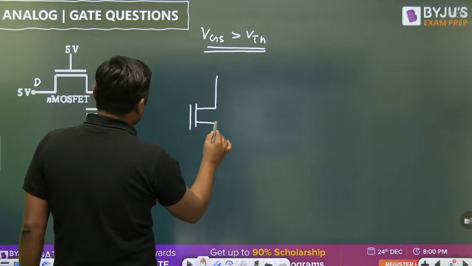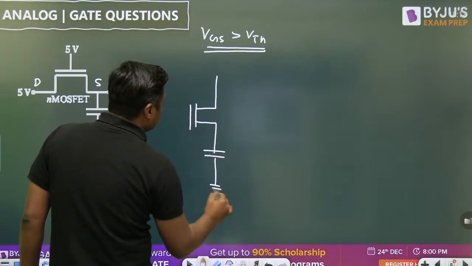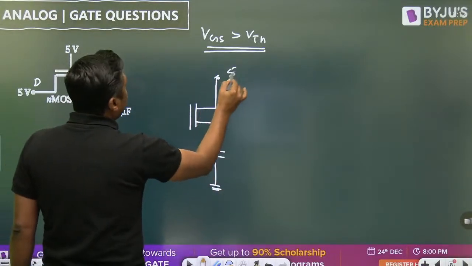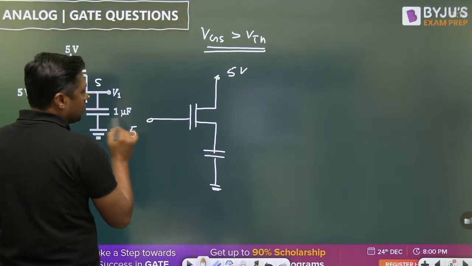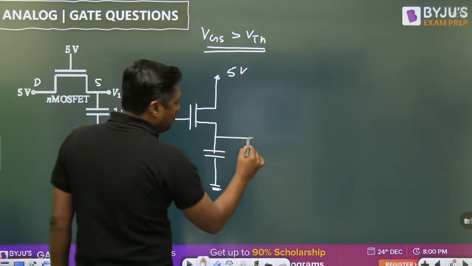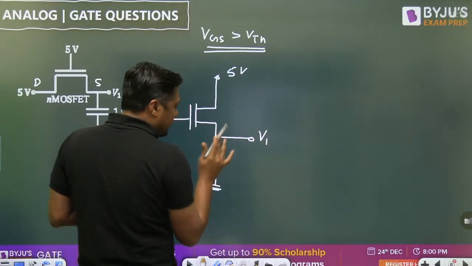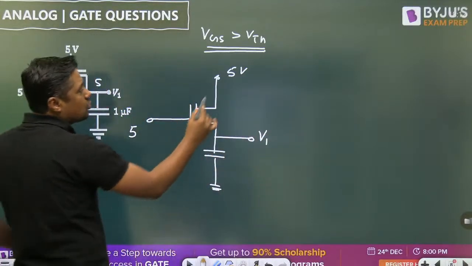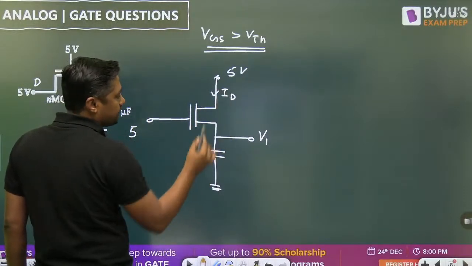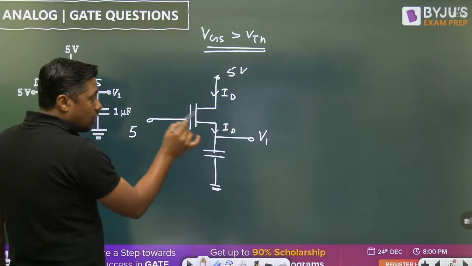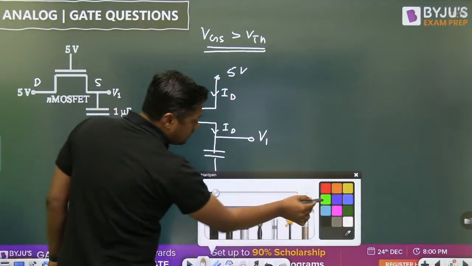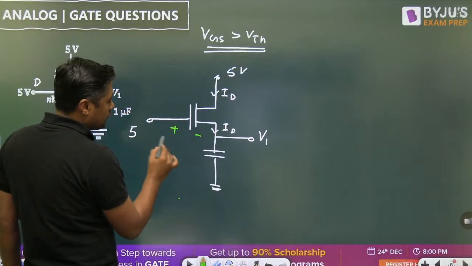Draw the diagram. Here we are connecting the capacitor. Here we are giving the 5 volt. Right? Here again we are connecting the 5 volt. Now we want the voltage at this point, V1. What is it under steady state? The capacitor will act as open circuit. So what will be the current here? This is the capacitor. Now we have to maintain the minimum threshold voltage here, 1 volt.